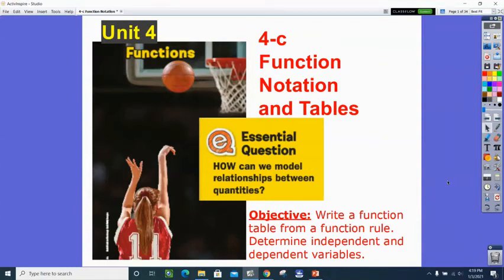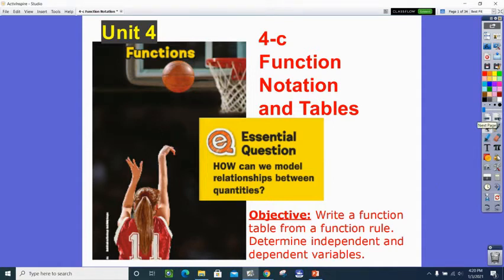So today we're going to take our idea of functions and we're going to use function notation, and we're also going to see how to make tables from a function rule. So we're going to write a function table from a function rule, and we're also going to talk about independent and dependent variables. So there's a lot of vocabulary going on. The math isn't tough, guys. It's just understanding those new words, and we're going to take them a little at a time.